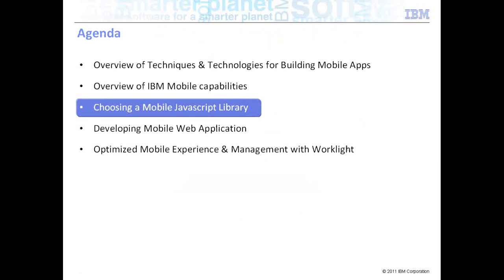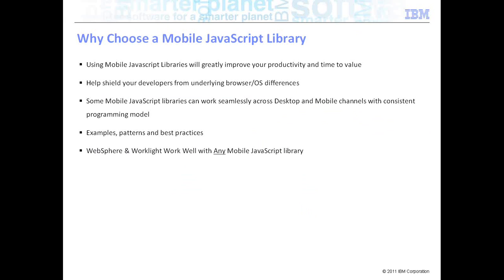Then choosing a mobile JavaScript library is what we will take a look at now. So why is it important for mobile app developers to choose a JavaScript library? There are a couple of reasons. On top of the list is productivity enhancement and time to market.